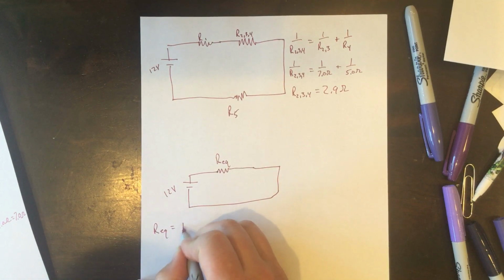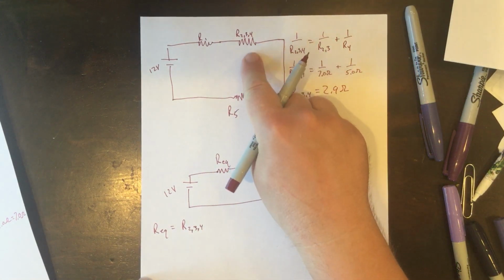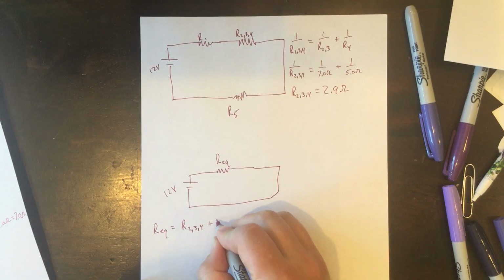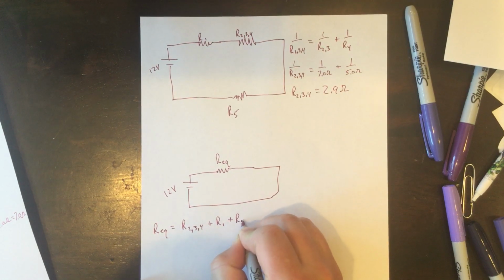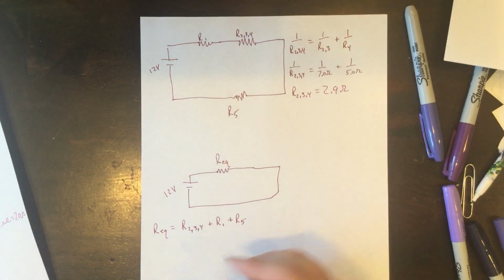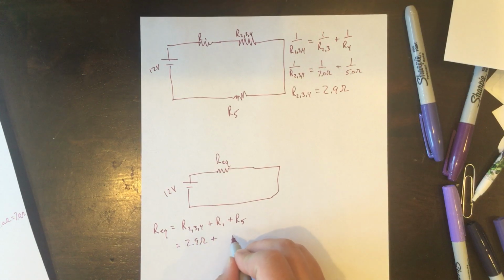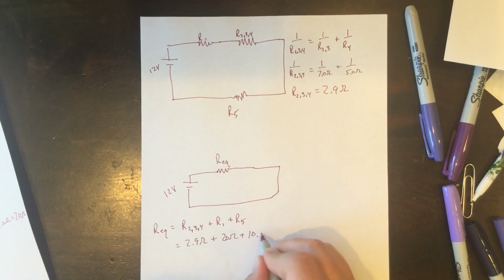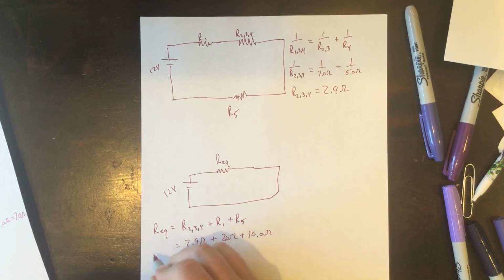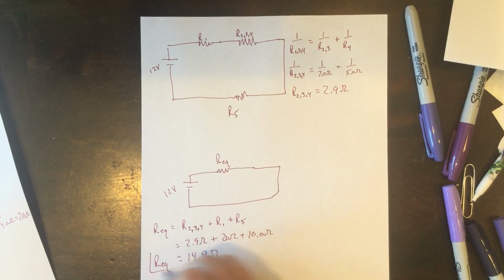REQ would be equal to R2,3,4, right here, plus R1 plus R5. I don't know why I didn't put R1 first, but R1 plus this, it doesn't matter. They come out to be all the same. So it's 2.9 ohms, R1 is 2 ohms, and R5 is 10 ohms. So our equivalent resistance is 14.9 ohms.